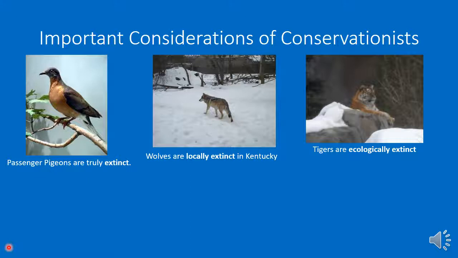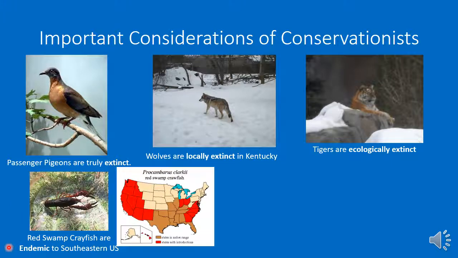Tigers over in Asia are what we call ecologically extinct. What ecologically extinct means is that there are so few of them in their environment that they don't affect it anymore. Their niche is functionally not really doing anything. So there's only a couple hundred tigers left, and even though tigers used to eat all the big animals and have an effect, there's so few of them left that they don't really have any kind of an effect on their ecosystem. So that's what ecologically extinct means.